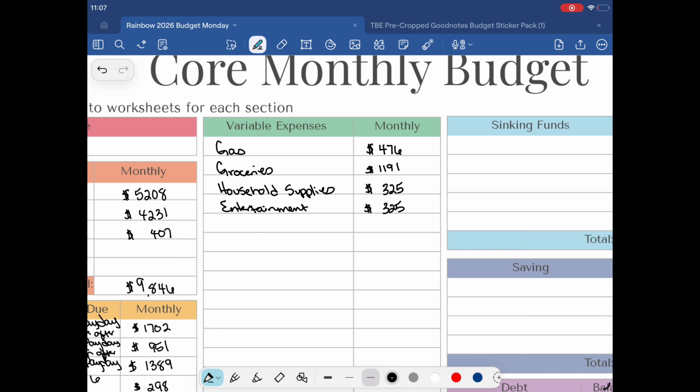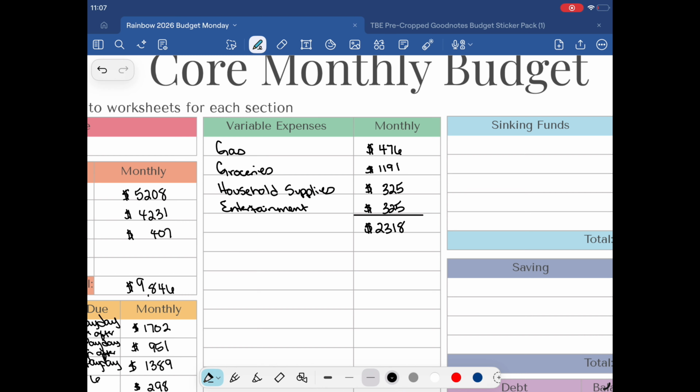This adds up to $23.18 a month. And once we get into showing how I budget, because we're paid bi-weekly, I set my core monthly budget up so that I can make sure that what we're allocating for our sinking funds, investments, and debt payoff align with what our monthly income is.